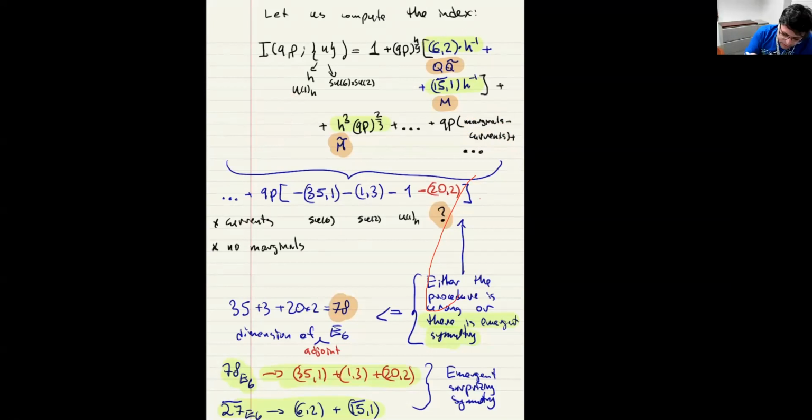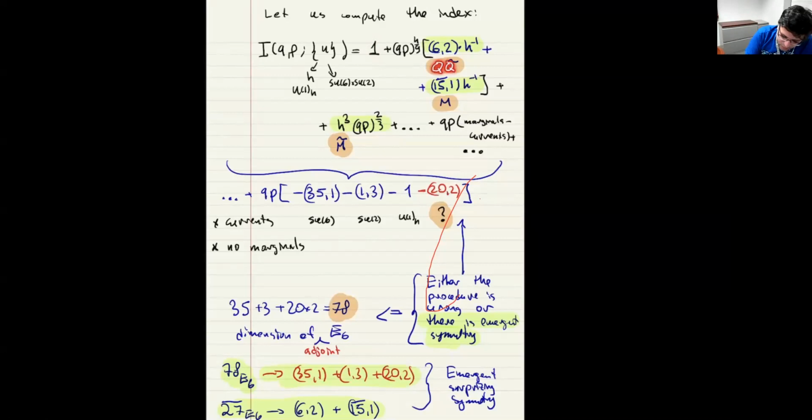So we plug the information of this theory into this machinery of this matrix integral, and it spits out this result. Okay, so how can we understand it? So the index starts with 1. Remember, the index counts states in this superconformal field theory weighed with some weights. So you can think of this 1 as the contribution of the vacuum state to the index. And then we have other contributions.